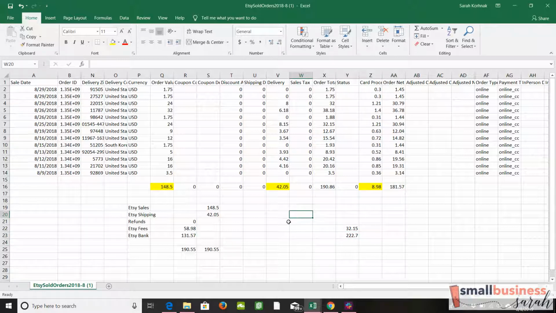Okay, so here's how we're going to adjust our entry. Because Etsy reports a gross number at the end of the year with the 1099s, we want to make sure we reflect the refunds correctly. So we're going to add this. And then we're going to add it to the refunds.